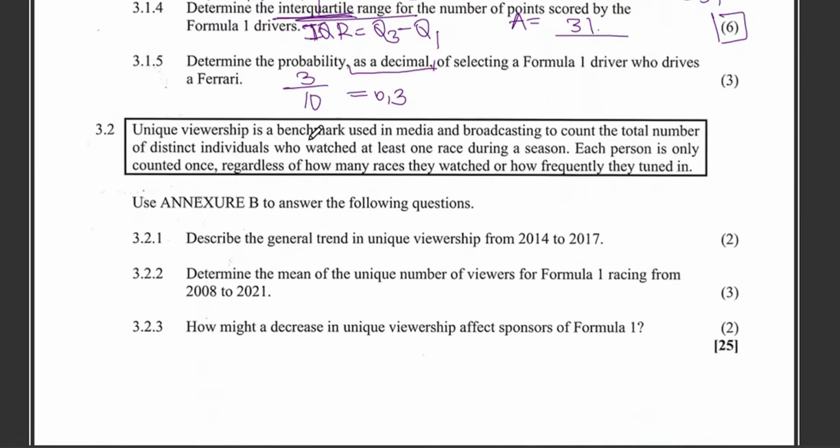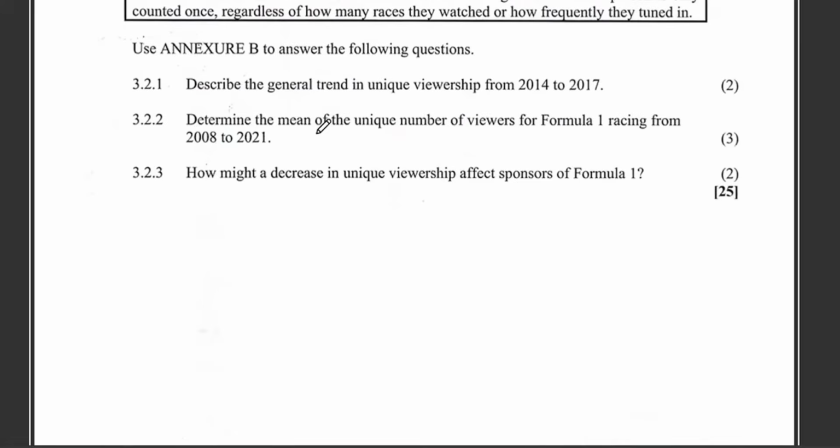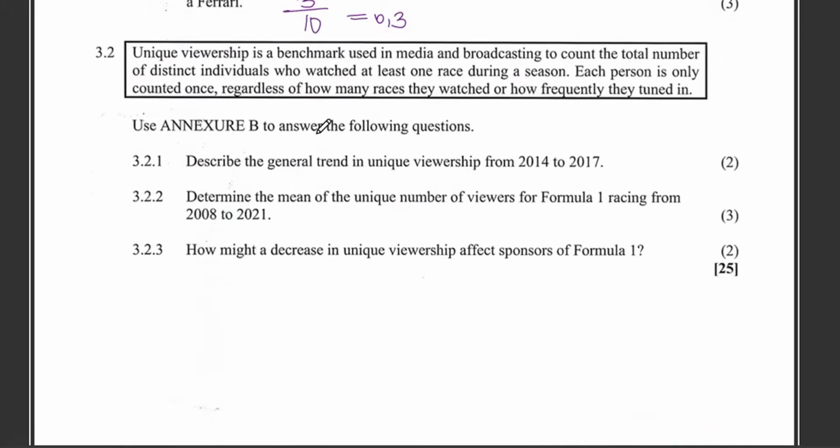Okay, 3.2. A unique viewership is a benchmark used in media and broadcasting to count the total number of distinct individuals who watched at least one race during a season. Each person is only counted once, regardless of how many races they have watched or how frequently they tuned in. So 3.2.1, describe the general trend.